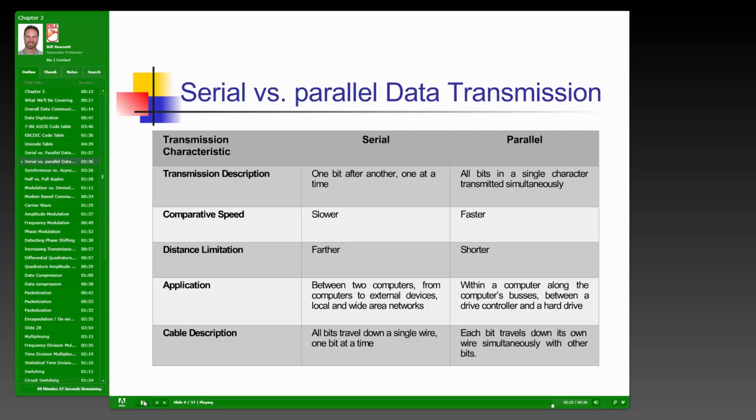And then the cable description. In a serial cable, of course, all bits are traveling down a single wire, 1 bit at a time. And then again in parallel transmission, each bit is going to travel down its own wire simultaneously along with all the other bits.